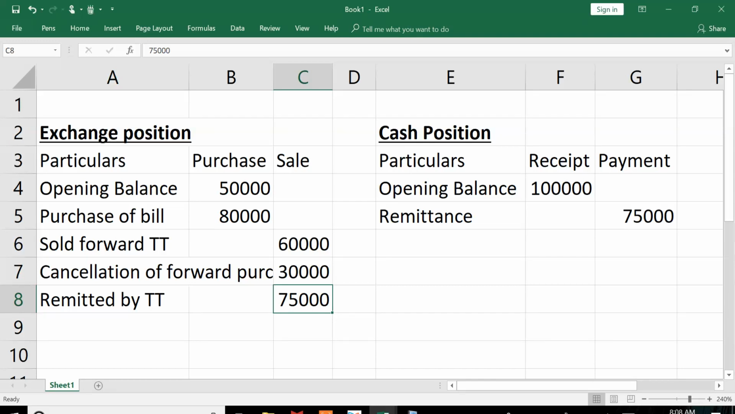Any doubts in this? Any doubts in this part? Clear? Can we proceed? Any doubts? What's the next transaction?